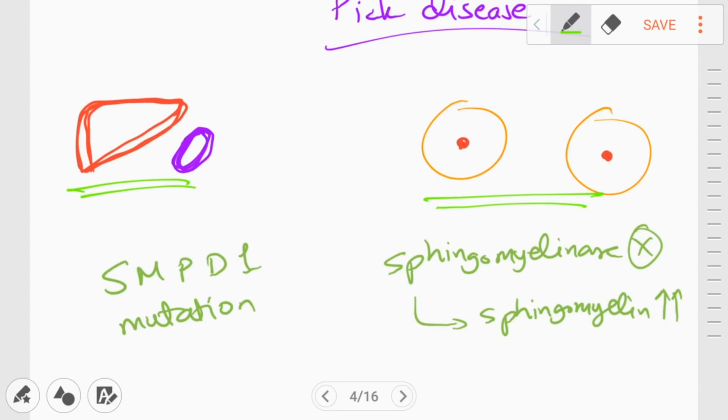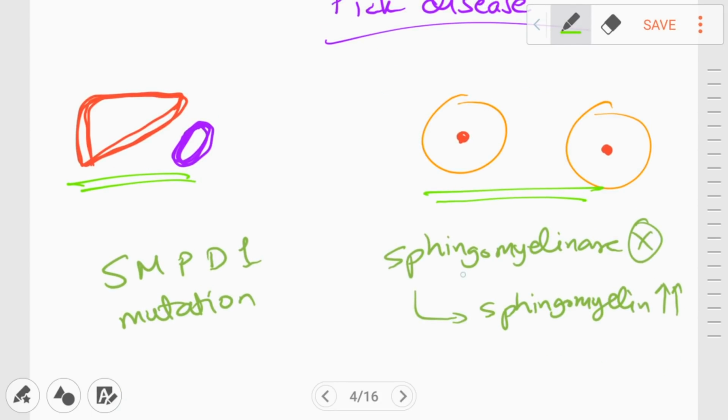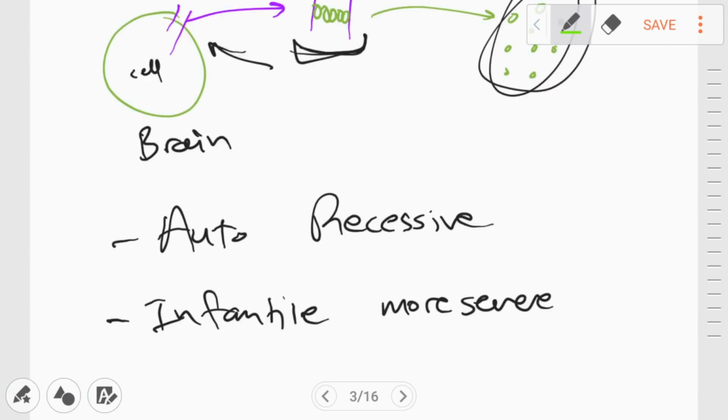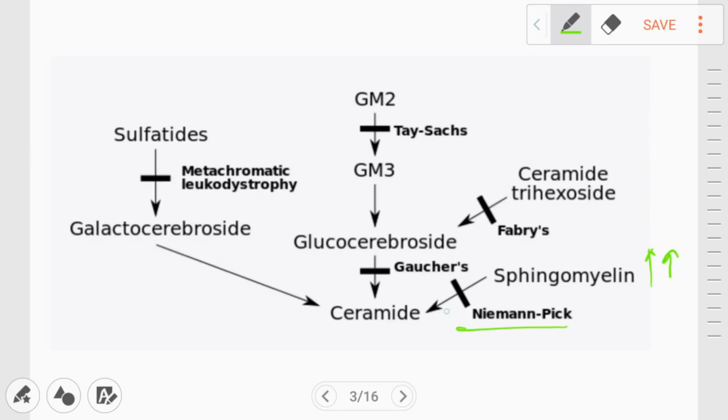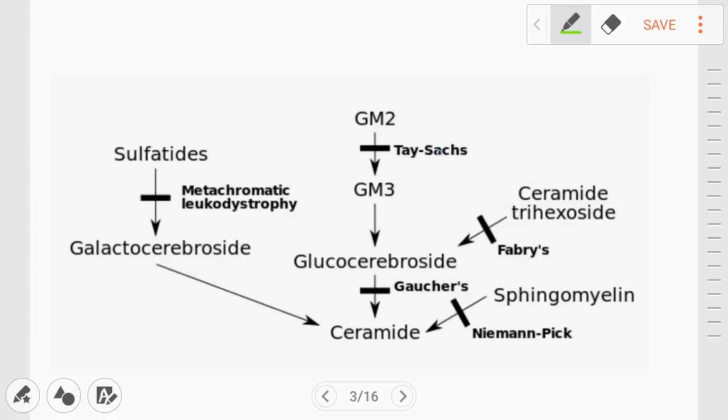The mutation that results in this is called SMPD1 mutation, and the enzyme which is deficient is sphingomyelinase. So if sphingomyelinase enzyme is deficient, you have sphingomyelin increase. So in this diagram, it is at this point that sphingomyelinase would be acting. If at that point sphingomyelinase is not acting anymore, you will end up with increased sphingomyelin. The next disorder that we're going to discuss now is called Tay-Sachs disease.